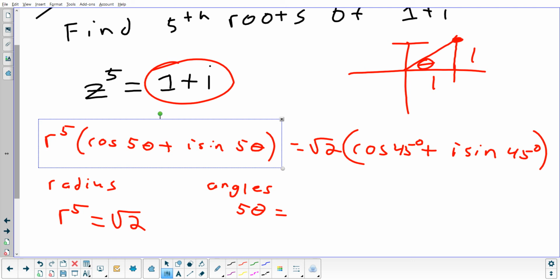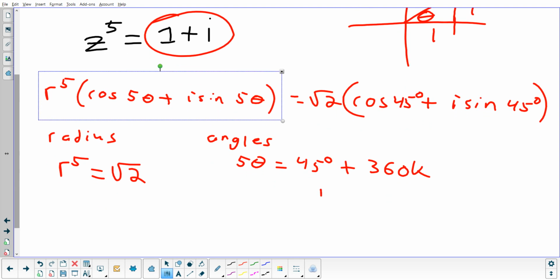Now, I know what to set 5 theta equal to, 45 degrees. Plus, what do I put on the end to make sure I get all my different answers, if I'm doing it in degrees? Yep, 360k. I'm going to put a plus 360k. If I wanted to do it in radians, I could do a plus 2 pi k.